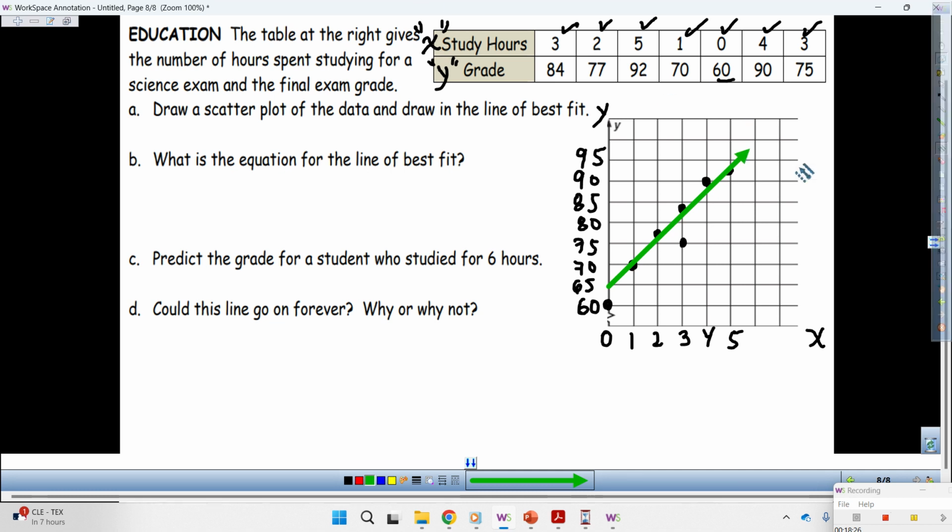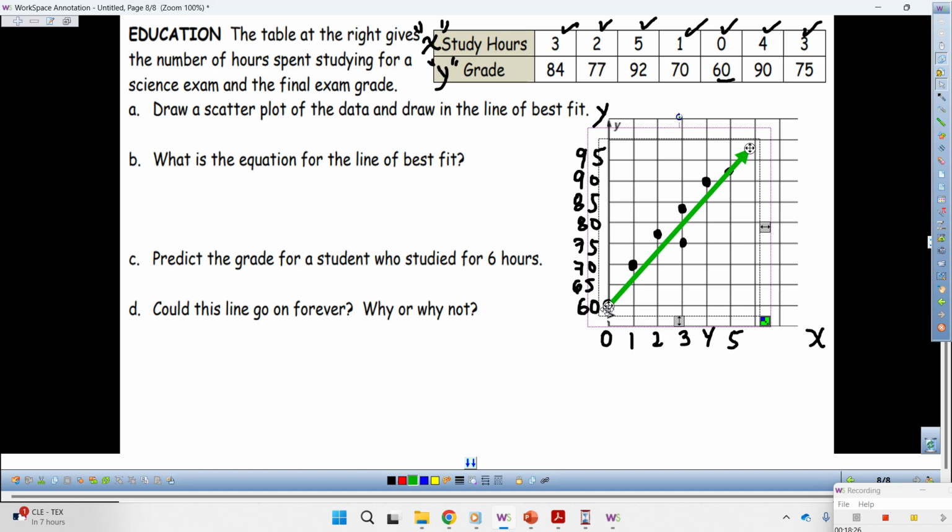How about that? Should I bring it down? If I bring it down there, no. How about there? No. What do I do? What is it? Nothing?